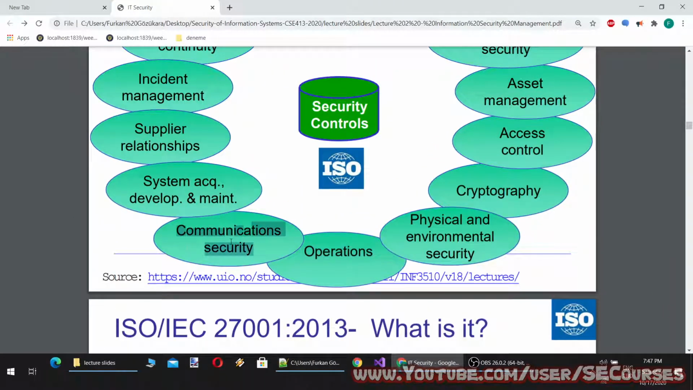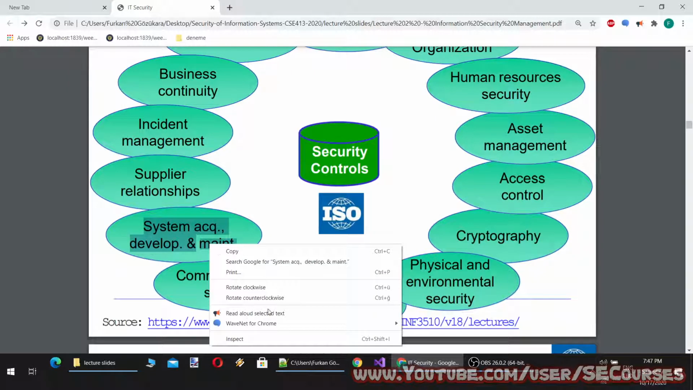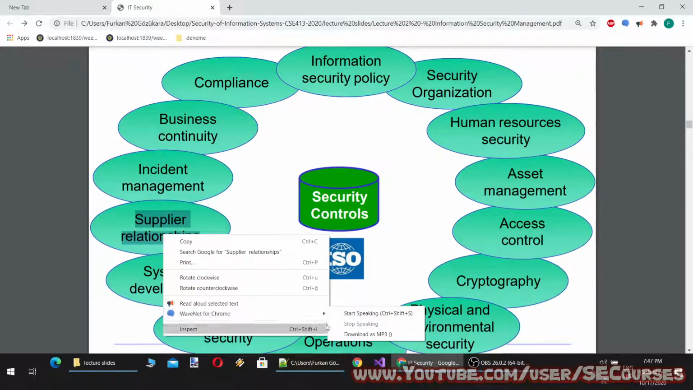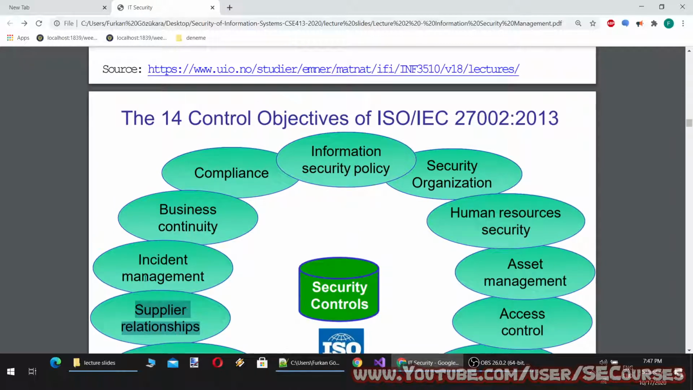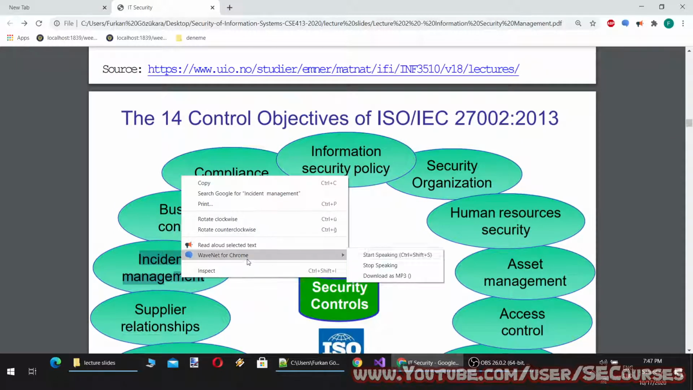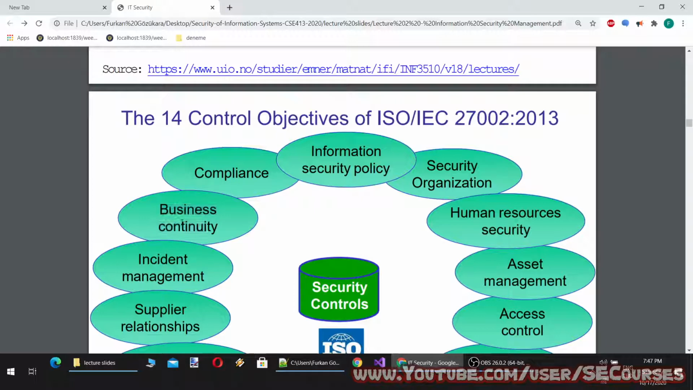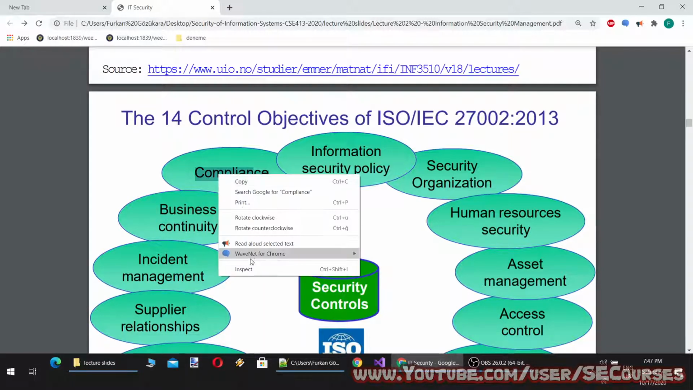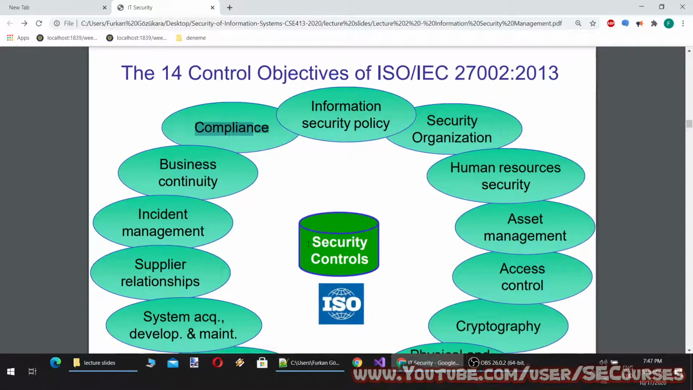Operations. Communications security. System acquisition, development, and maintenance. This is system requirements and development and maintenance requirements. Supplier relationships. Incident management. Business continuity. Compliance.